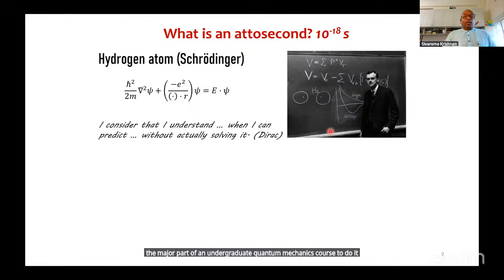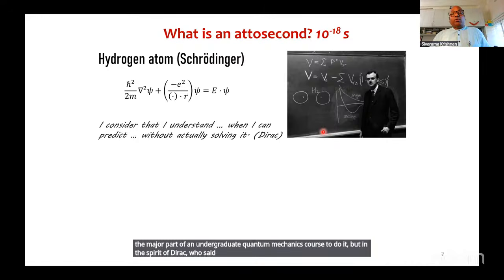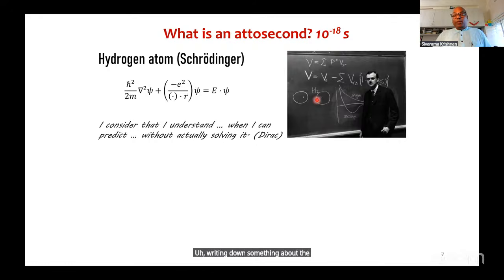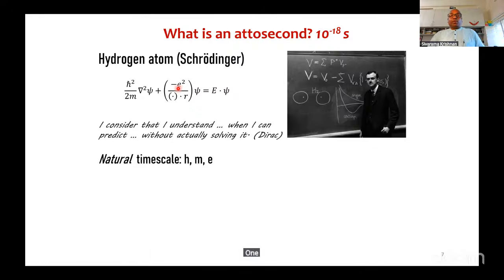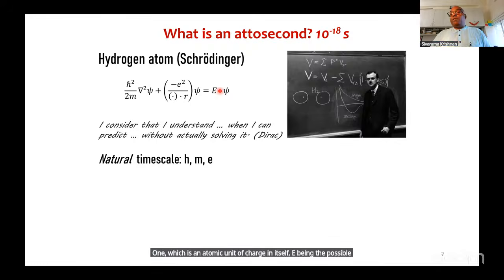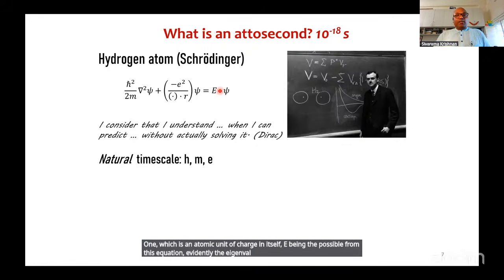But in the spirit of Dirac, who said, I consider that I understand an equation when I can predict things without solving it. Of course, it's possible for a great man. In fact, on the chalkboard here, he is writing down something about the hydrogen molecule, as we can see, but we are talking about the atom here. But then from this equation, here h, or h bar, is the Planck's or reduced Planck's constant. m is the mass of the electron. e is the electronic charge of the electron, which is an atomic unit of charge in itself. E being, from this equation, evidently the eigenvalues or the allowed energies in this problem.